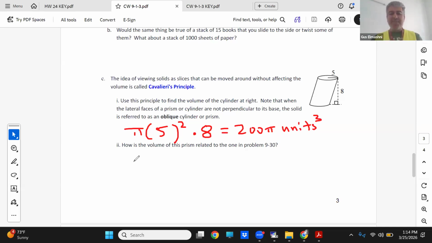All right. So how's the volume of this prism related to the one beside it? They're the same, so it doesn't change. So that's what's happening with that one. Okay, once you guys have tried 932, work that one out.